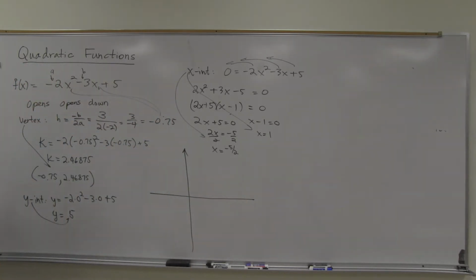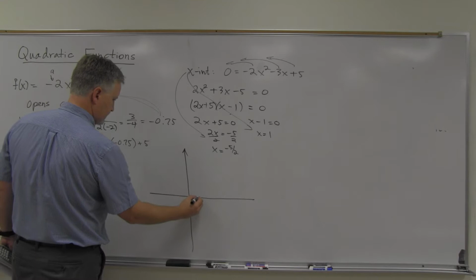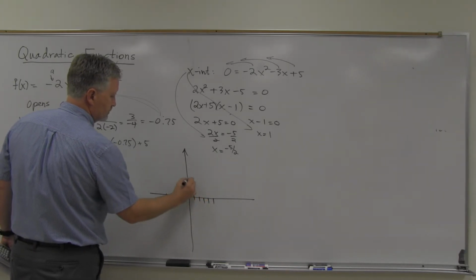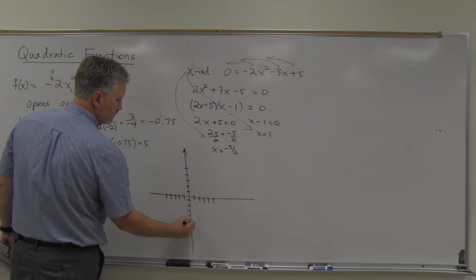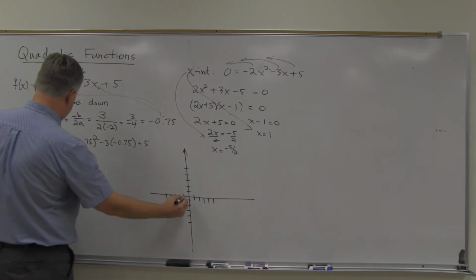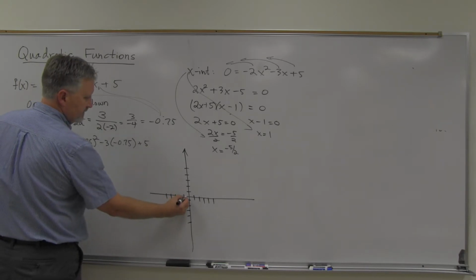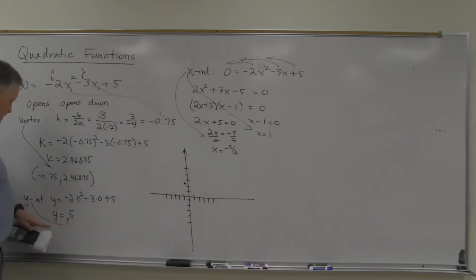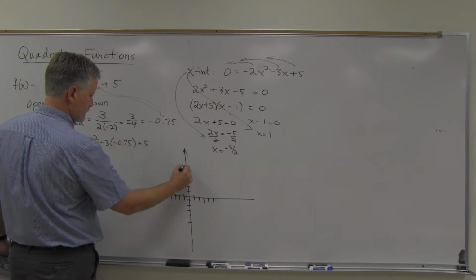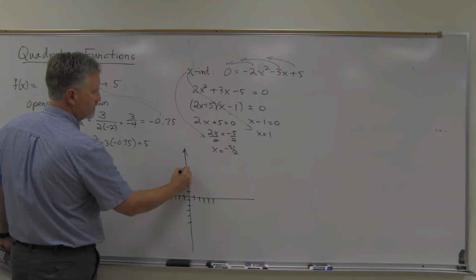All right, so let's put all that in here. All right, what do we got? Vertex, -0.75 and about 2.5. So right about here, and then 2.5 is right about there. My y-intercept is positive 5, right there.